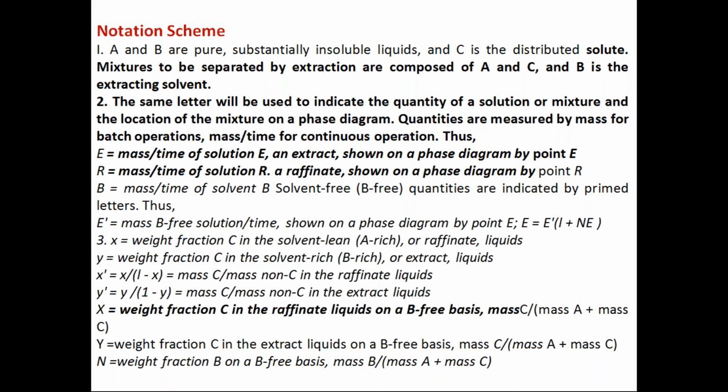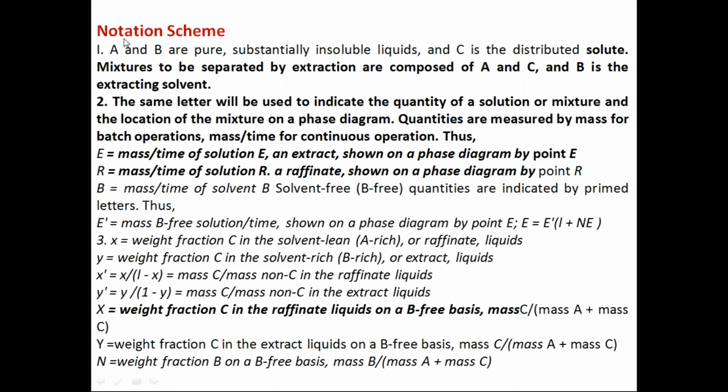So usually we use a different notation scheme, that is A and B. As I told, A and B are pure, substantially insoluble liquids, and C is the distributed solute. Mixtures to be separated by extraction are composed of A and C, and B is the extracting solvent that I have already explained. The same letter will be used to indicate the quantity of the solution or mixture and the location of the mixture on the phase diagram.